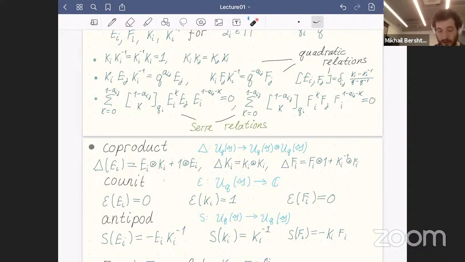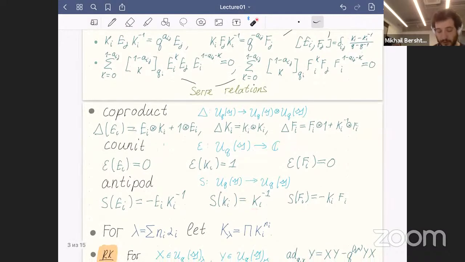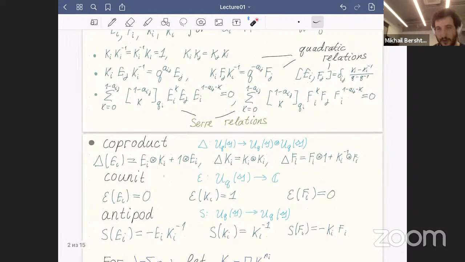Okay, and in the standard story for the Hopf algebra, we should have a counit, we should have an antipode, and they are given by precise formulas. Are there any questions about what I just said?